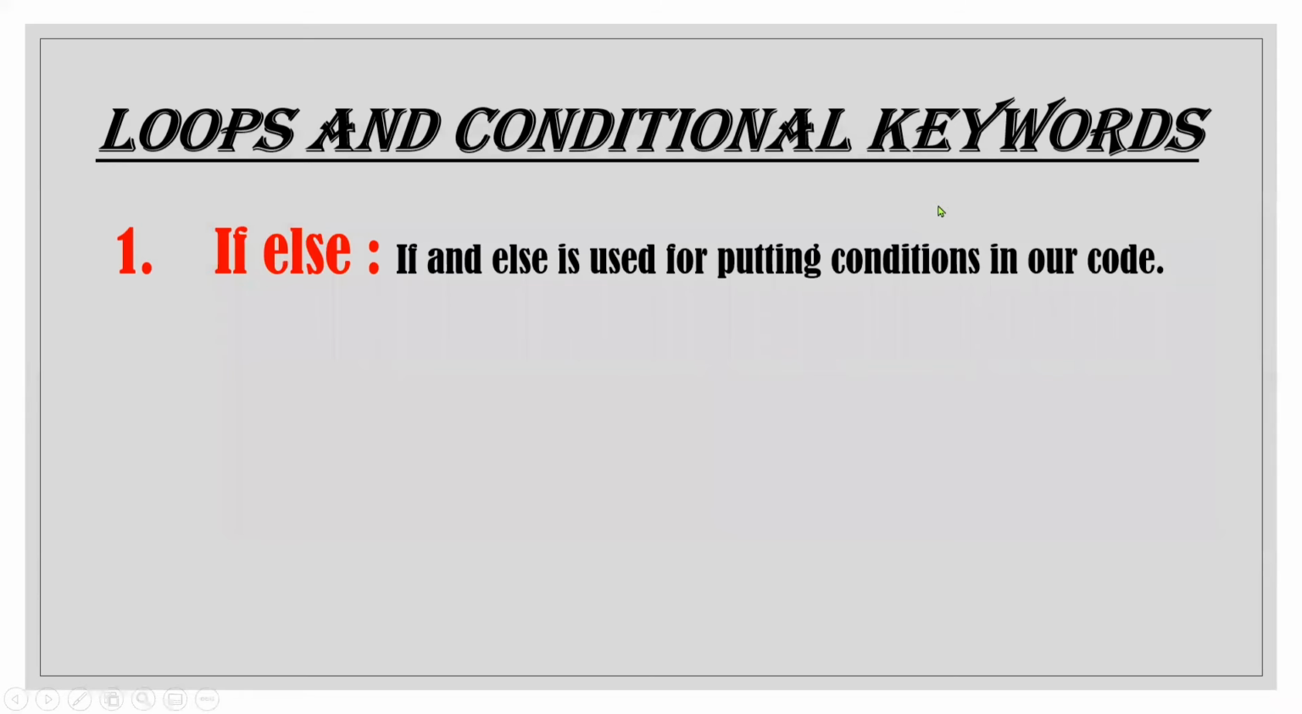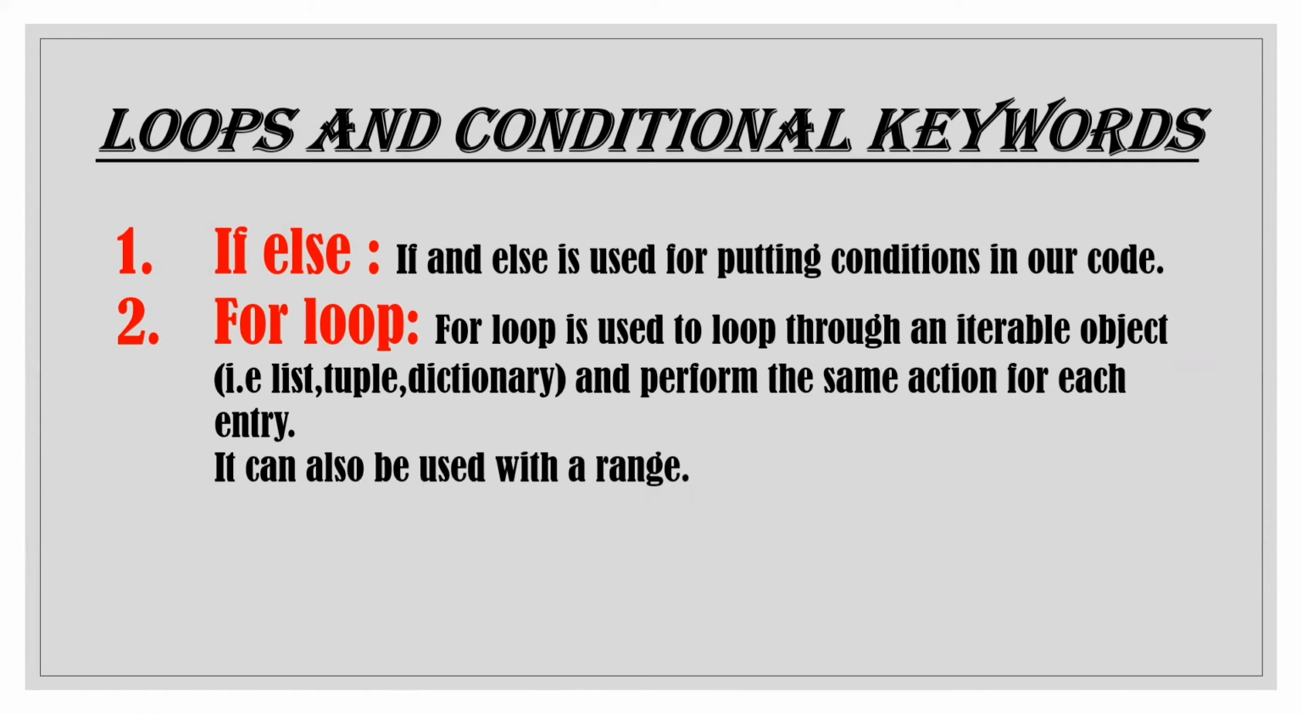So the next keyword which we are going to do is the for loop. Okay, so for loop, let's read it. For loop is used to loop through an iterable object. Now what is an iterable object? An iterable object can be anything. It can be a list or tuple or dictionary, anything, and performs the same action for each entry.